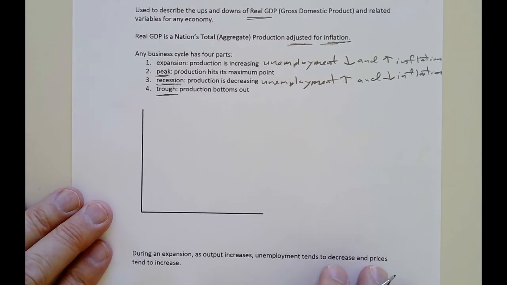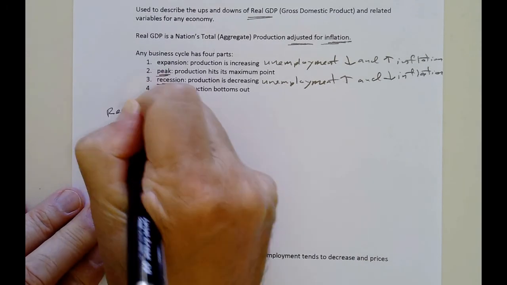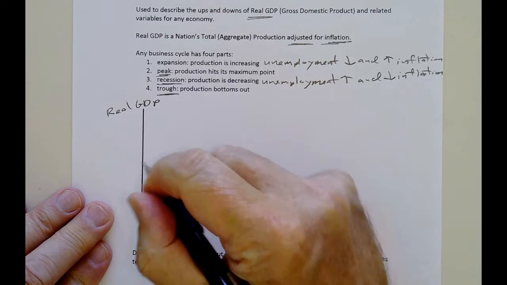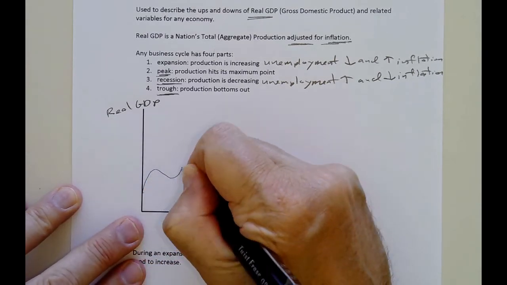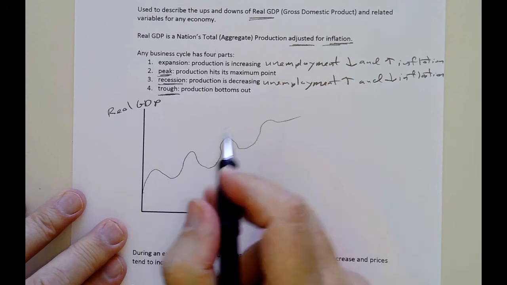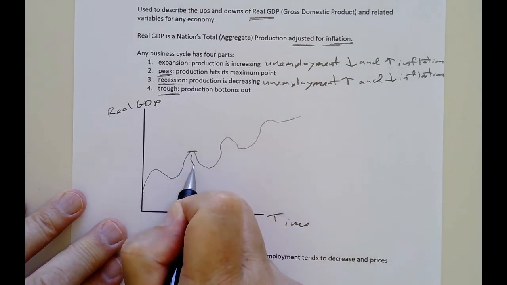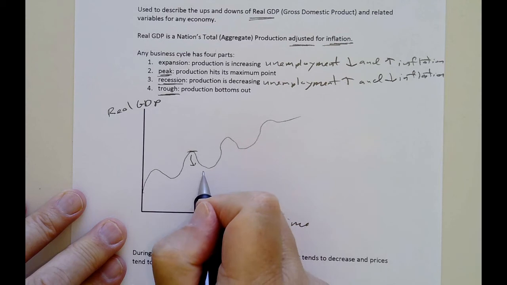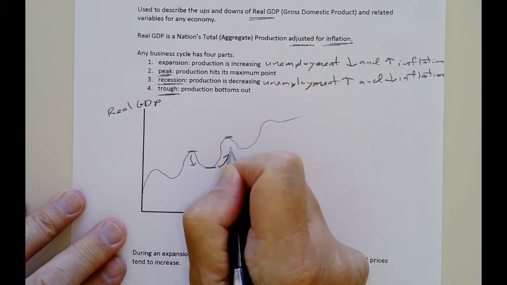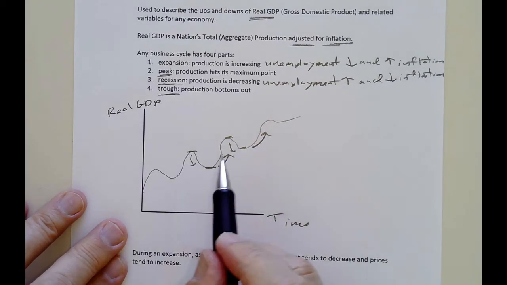Down here, we tend to look at our GDP graphically, and this would be real GDP over here. That's the nation's total production. Down here is time. And so it tends to look something like this. I'll just kind of draw it in freehand. Something like that. And so this would be the peak of a cycle. This downturn, that would be a recession. This would be the trough down here at the bottom, and that would be an expansion. It hits another peak, goes into a recession, hits a trough, goes into expansion. So it repeats itself. That's why it's called a cycle.